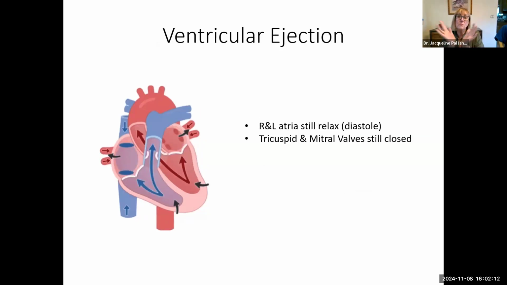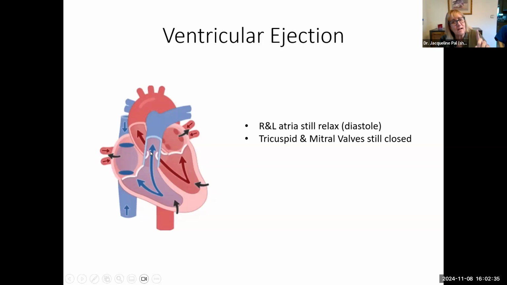Now, we are going to be continuing to contract the ventricles, but as we do that, the atria are going to continue to be in diastole. Now the tricuspid and the mitral valves are going to be closed, but we're going to continue even more pressure from below. And what's going to happen is, there's not going to be any more room for that blood.